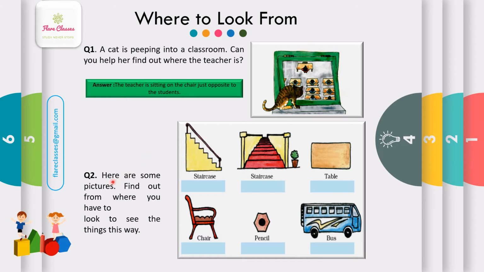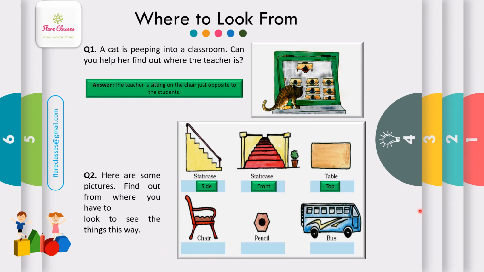Now question number 2. Here are some pictures. Find out from where you have to look to see the things this way. This is a staircase. Can you imagine from where you have to look to see these stairs this way? Yes, you have to look from the side. Similarly, in this case, we have to look from the front. In this case, you have to look from the top.